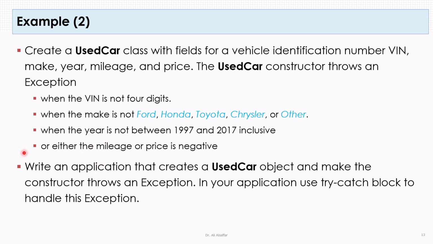After writing the class, we are also going to write an application that creates a used car object from this class and makes the constructor throw an exception. So we are going to throw an exception inside the constructor of a class, and we are going to catch this exception in an object created in the main method. In your application, use a try catch block to handle this exception. So let us first write the class, and then we are going to write an application that creates an object from this class, and also we want to make its constructor throw an exception. So let us go to JGrasp.